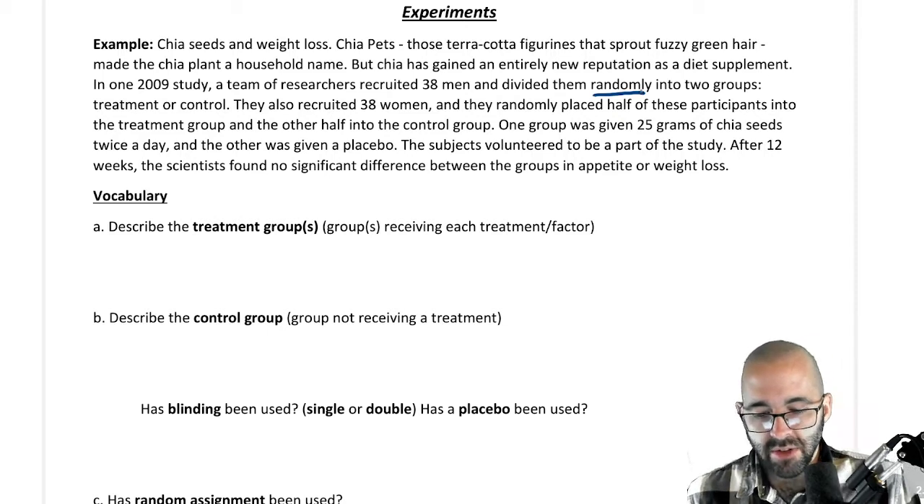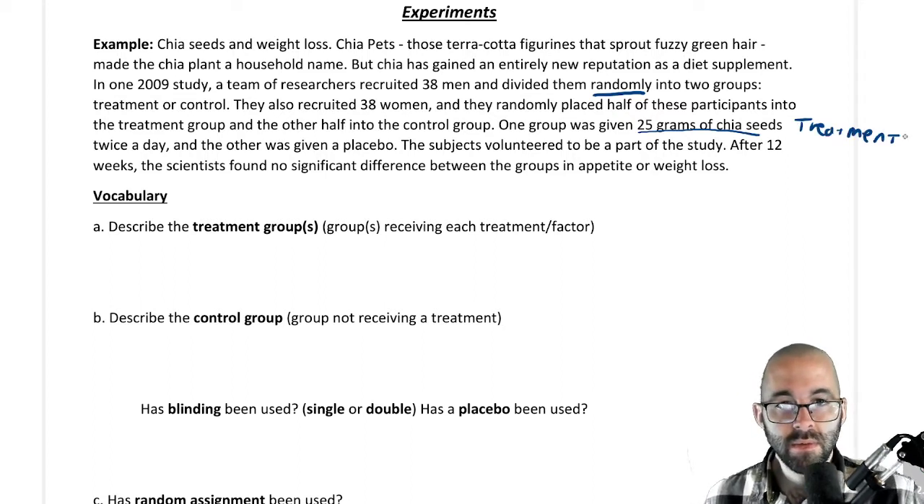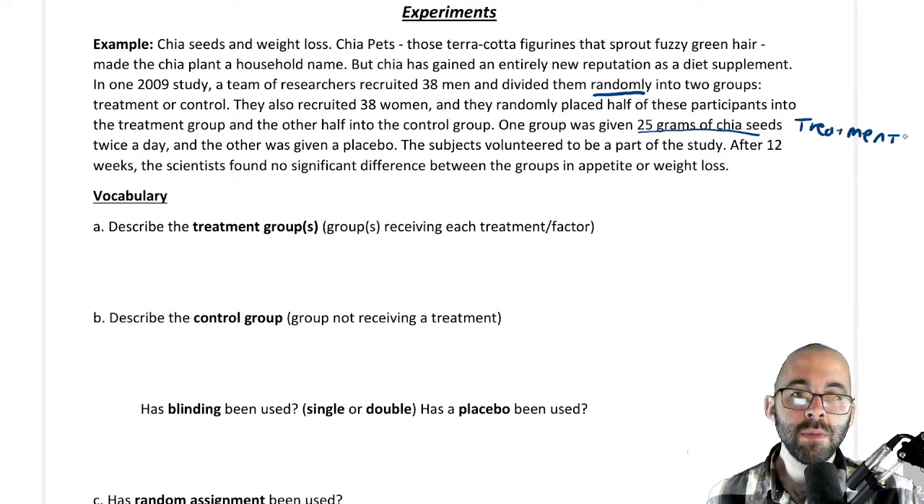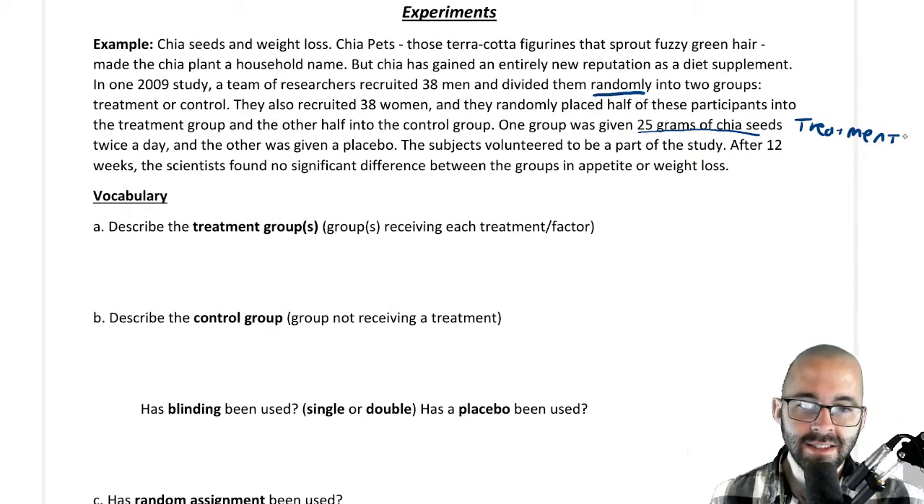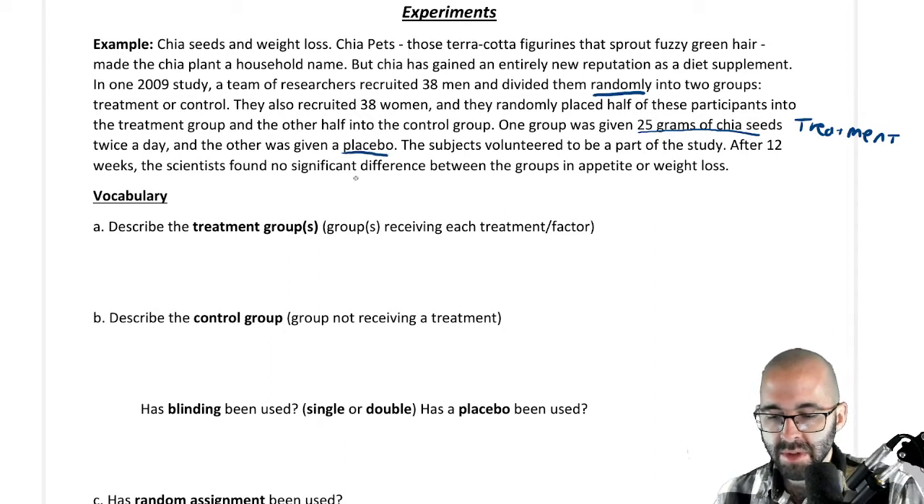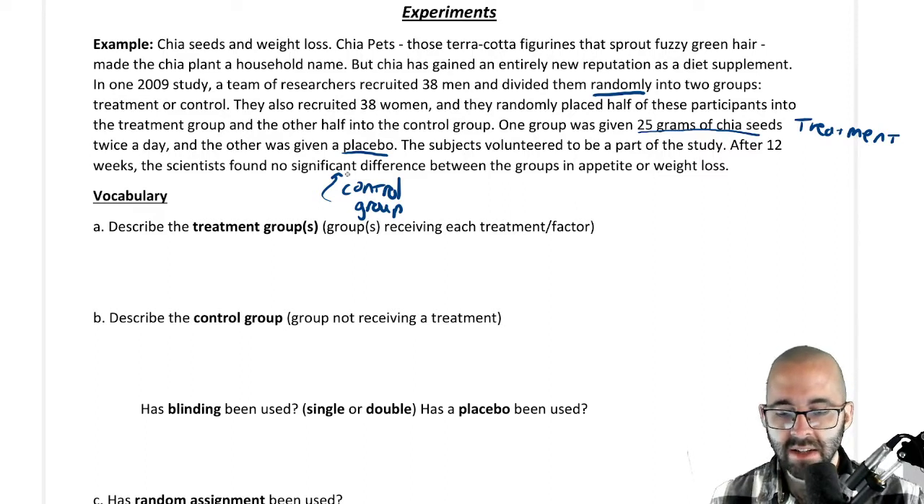So one group was given 25 grams of chia seeds. This is going to be our treatment. This is the thing that we're testing. Treatment doesn't always have to be medical treatment, right? Chia seeds, a dietary supplement, it's what we're curious about. Twice a day. And the other was given a placebo. Placebo has to do with the control group. The subjects all volunteered to be a part of the study. And after 12 weeks, the scientists found no significant difference between the groups in appetite or weight loss.